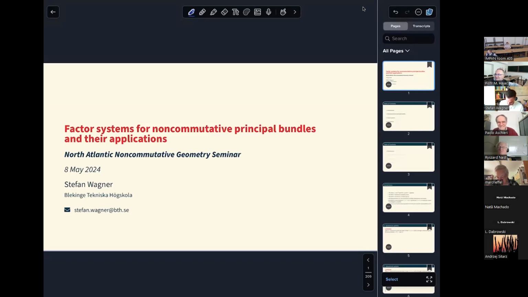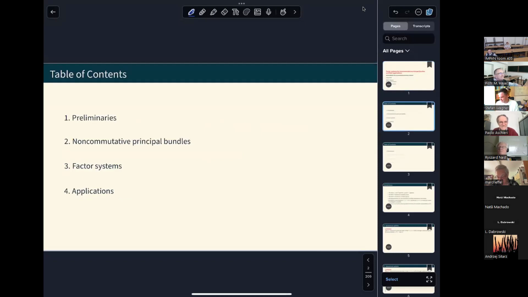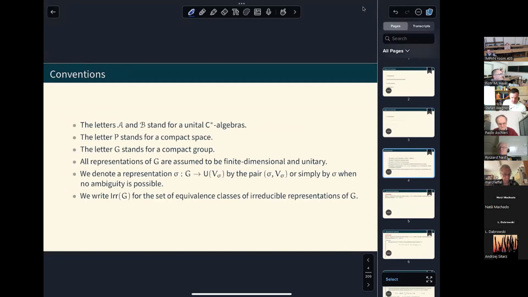So, this is what I would like to talk about today. I will start with some preliminaries, talk about C-star dynamical systems. Then I will tell you a little bit about non-commutative principal bundles, and then about their factor systems, and then what you can do with factor systems. All right, so let's start with the preliminaries.